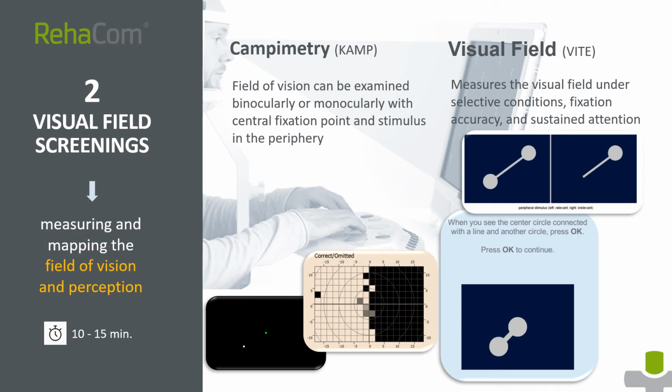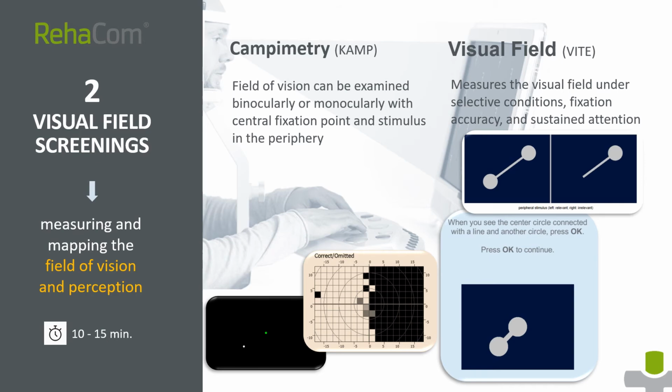The visual field screening you see on the right side measures the visual field under selective conditions, measures fixation accuracy and sustained attention. The test will map visual field deficits and neglect symptoms. An increase of errors or reaction times during the course indicates fatigue and declining concentration, and has to be considered as an intervening variable in the interpretation of a visual field deficit.